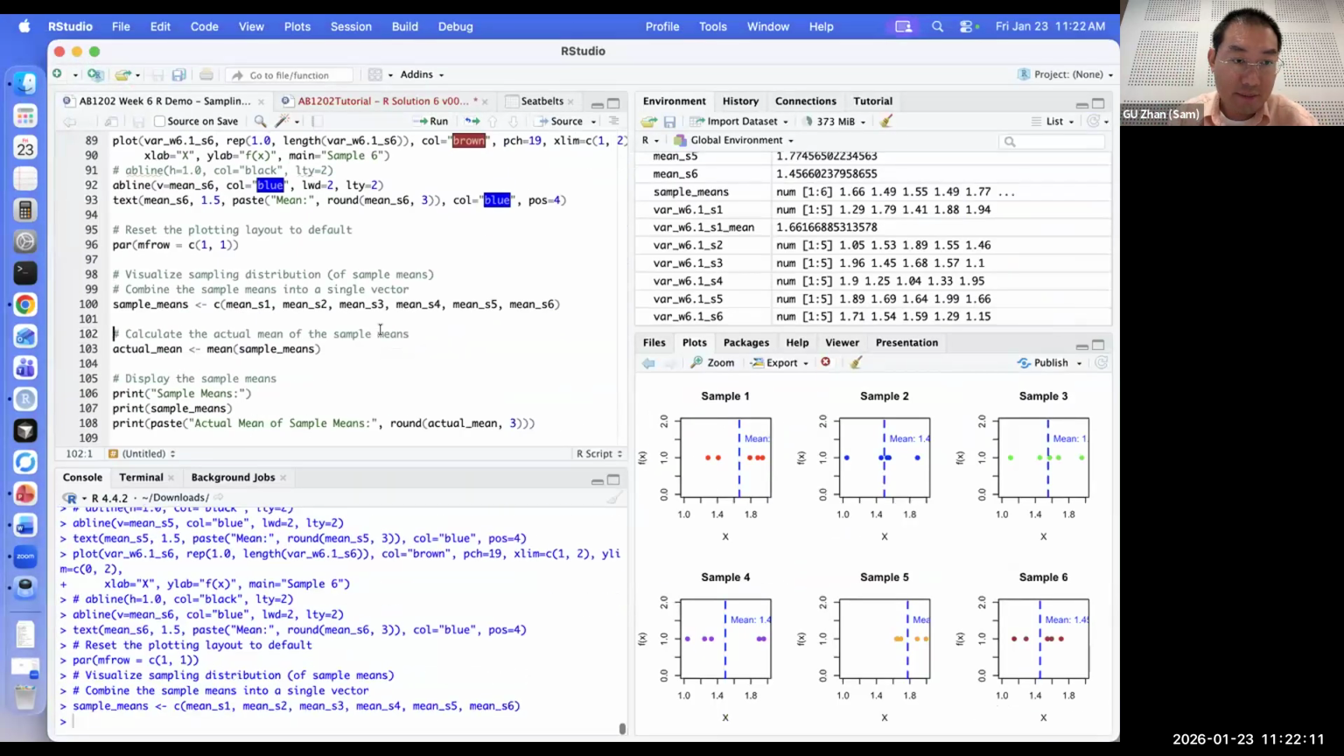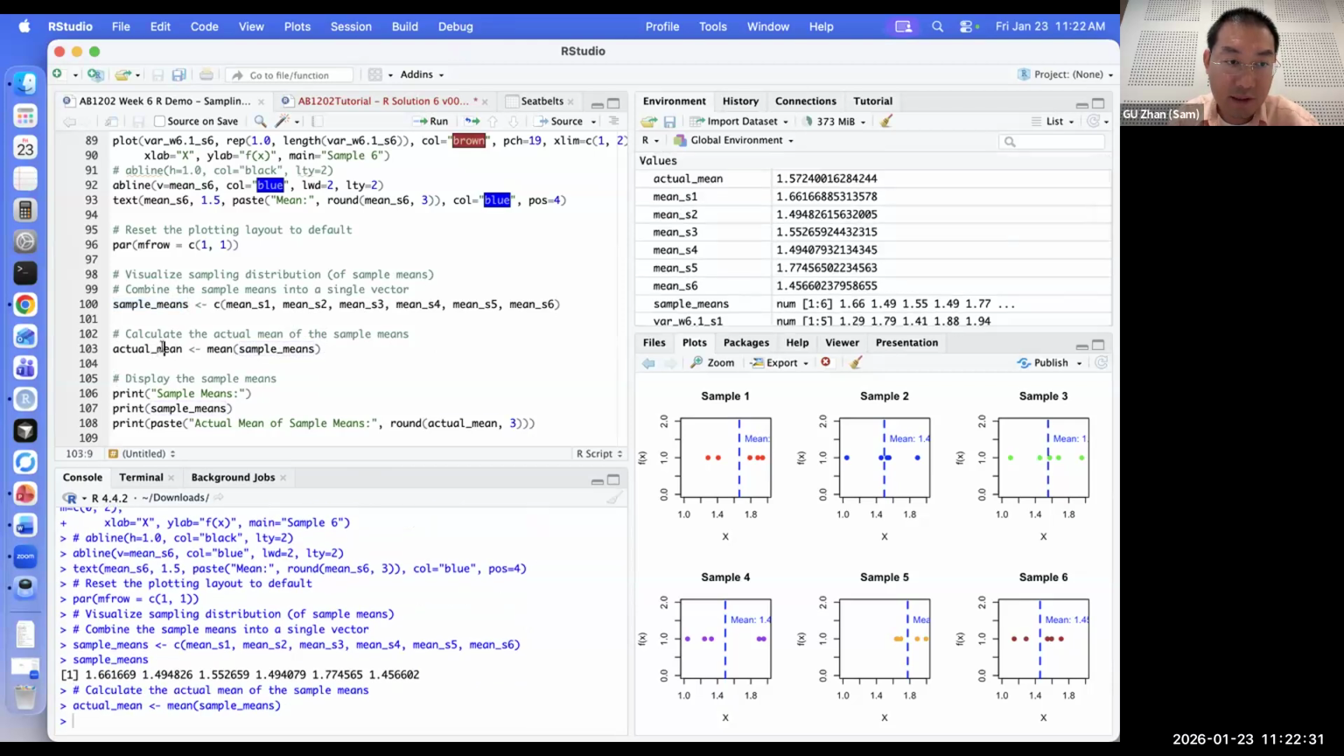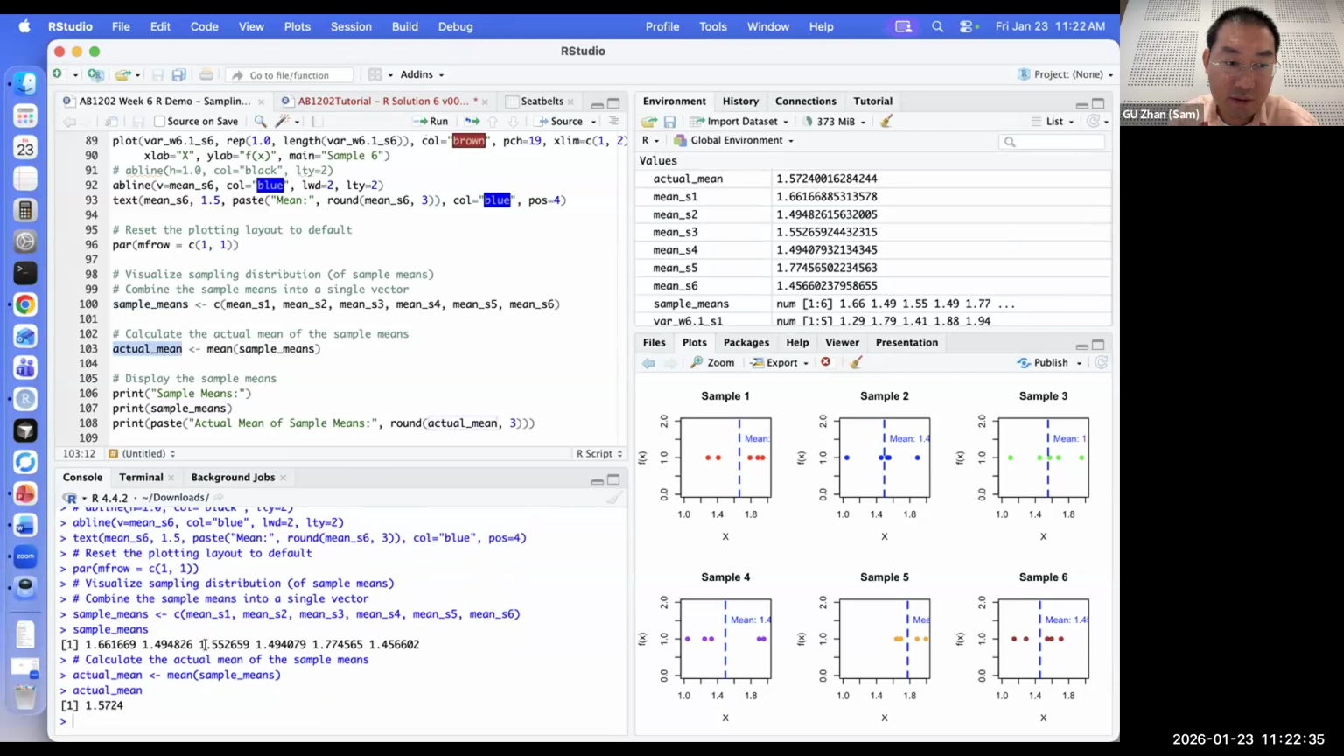Next, visualize the sampling distribution. Now we calculate the sample mean, equal to the mean value of these five. So we can calculate the sample mean. We run this, and have a look at what the sample mean is. These are the sample means. Then we can find the actual mean value of these six mean values, which is around 1.5724, right?